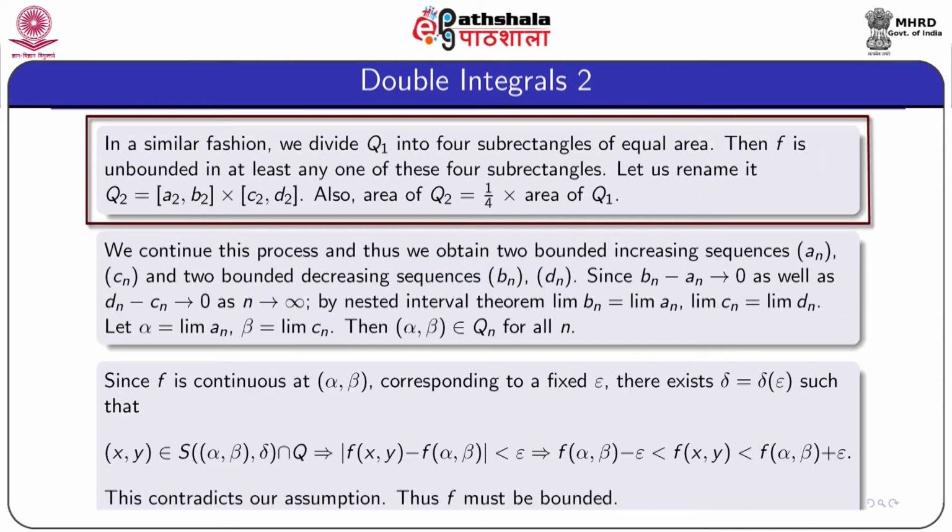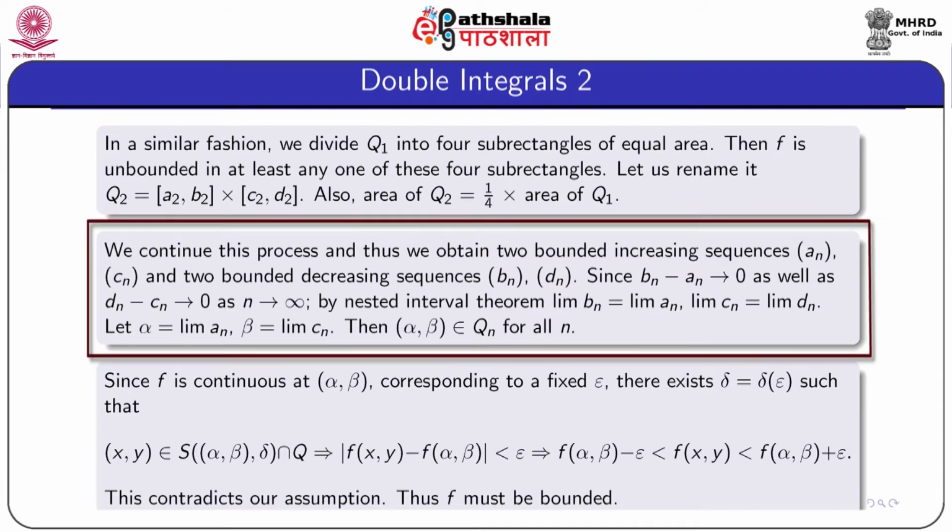In a similar fashion, we divide Q1 into four subrectangles of equal area. Then F is unbounded in at least one of these four subrectangles. We rename it Q2 equal to [A2,B2] Cartesian product [C2,D2]. Also, area of Q2 equal to 1/4 area of Q1. We continue this process and thus we obtain two bounded increasing sequences An and Cn and two bounded decreasing sequences Bn and Dn.